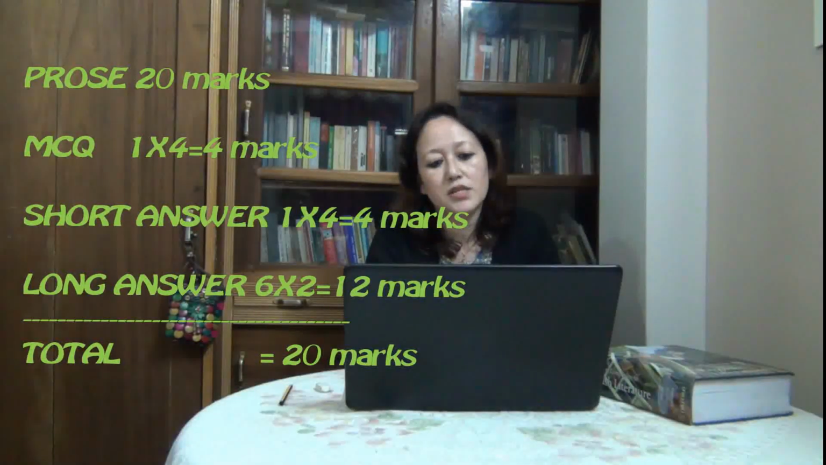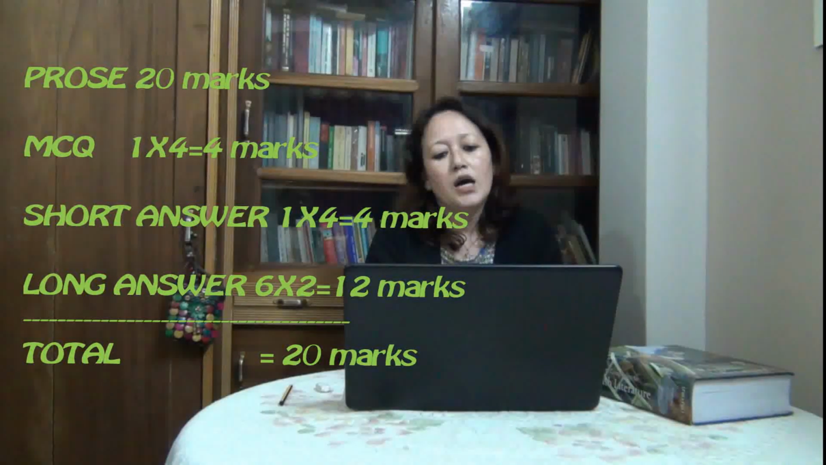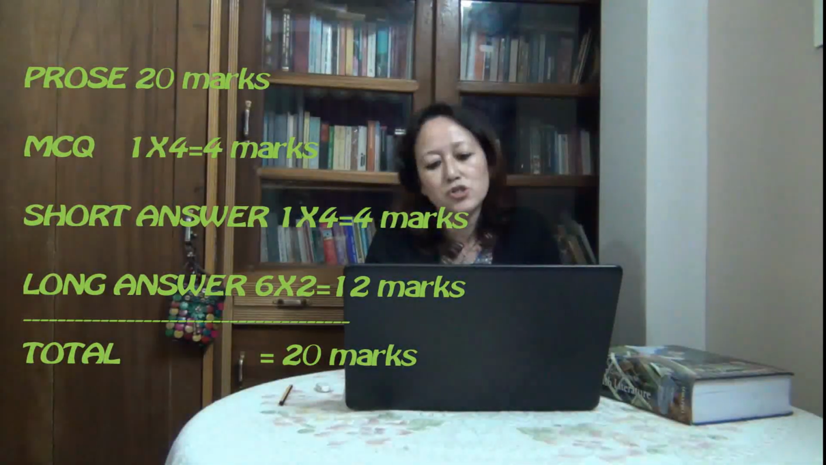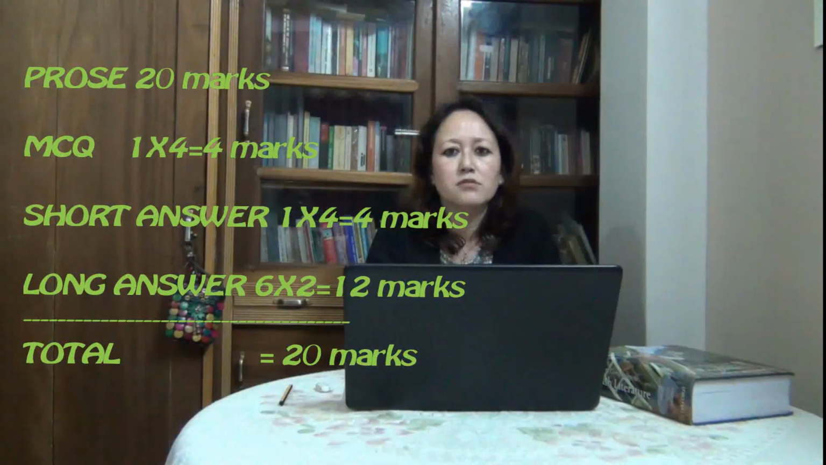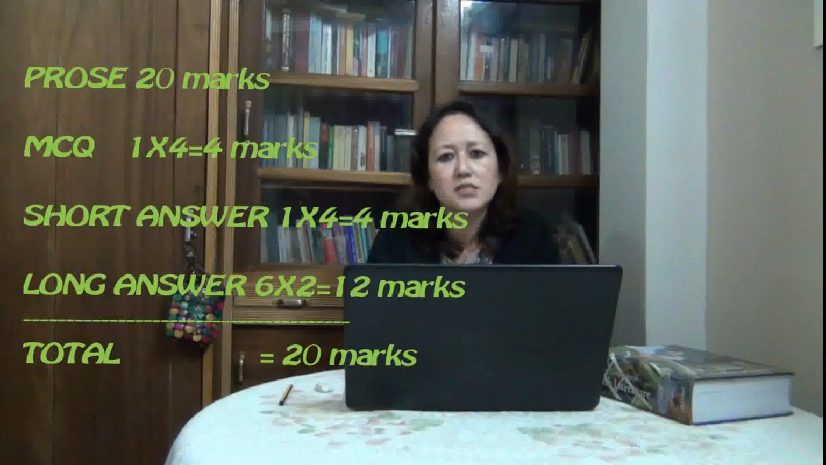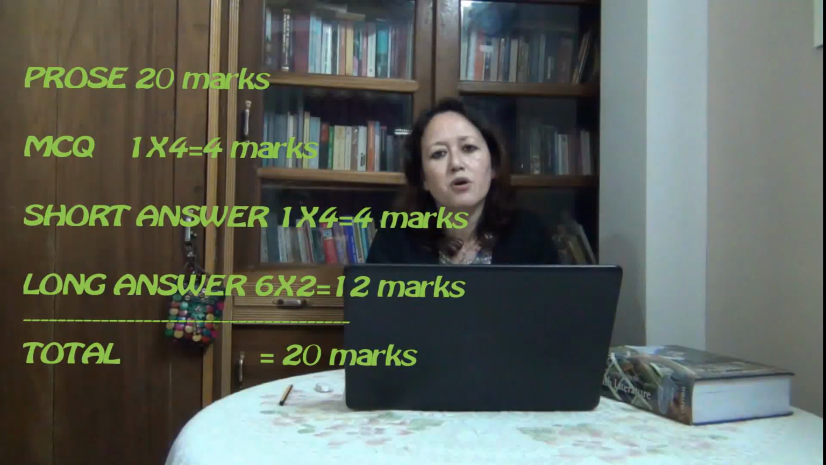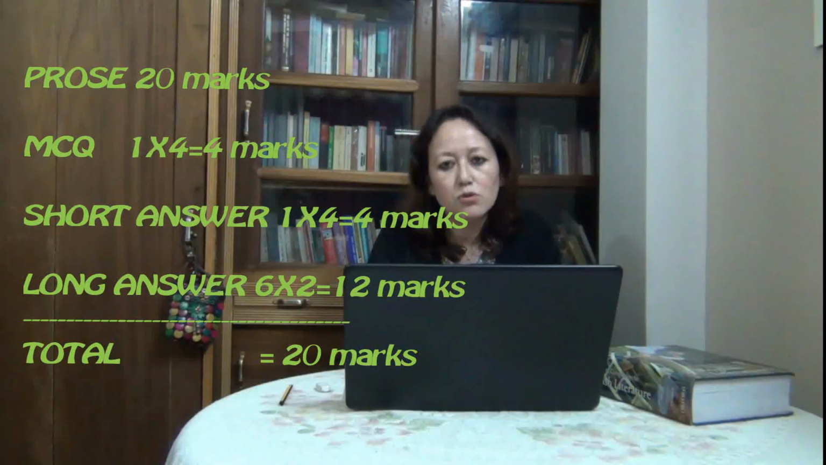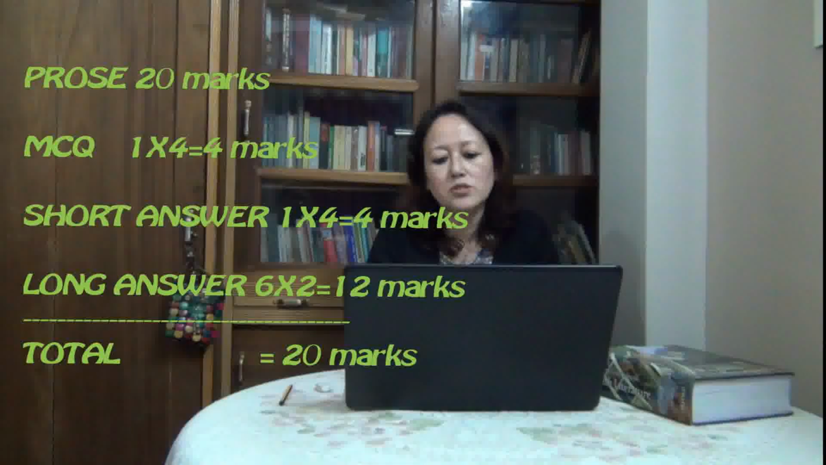So let's see the marks division in each. In prose you'll be given 4 MCQs, that is multiple choice questions, and they are all compulsory. That means you've got to go through your text properly. You need to go in detail so you can answer the multiple choice questions. That is 4 marks.